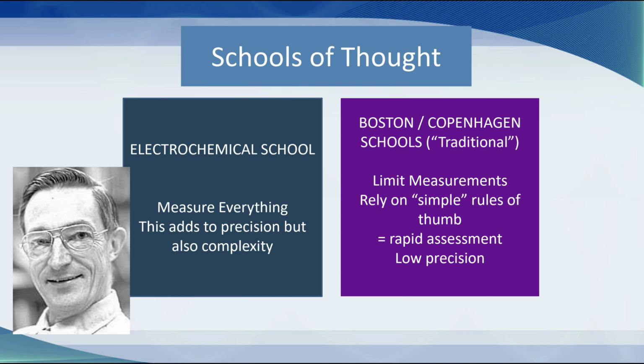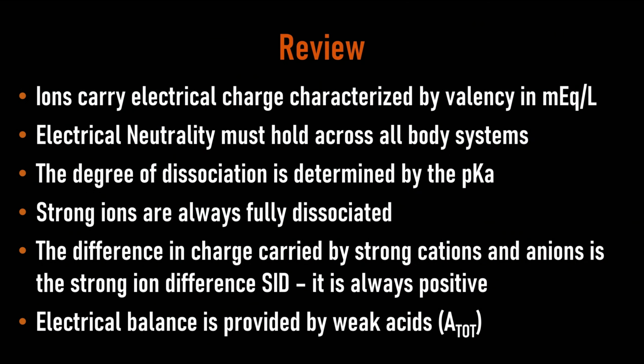In the meantime, let's review this tutorial. This was a tutorial about ions. Ions carry electrical charge characterized by valency in milliequivalents per liter. Electrical neutrality must hold across all body systems. The degree of dissociation of acids and bases is determined by the pKa, the ion dissociation constant. Strong ions are always fully dissociated.